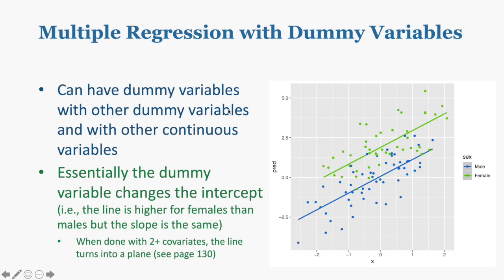So one way that you can think about this is when you have one dummy variable, it essentially just changes the intercept. So in this case, the line for females, its intercept when it crosses wherever 0 is, 0 is right here, it's higher than the intercept for males. So when you have a dummy variable, you can still have continuous variables having lines. It just changes where the intercept is for those groups.